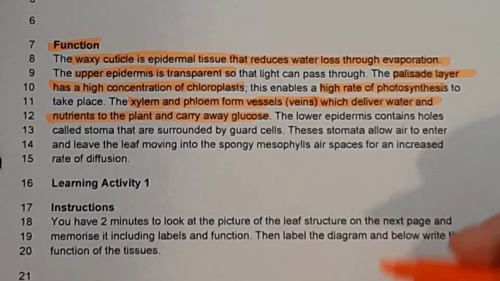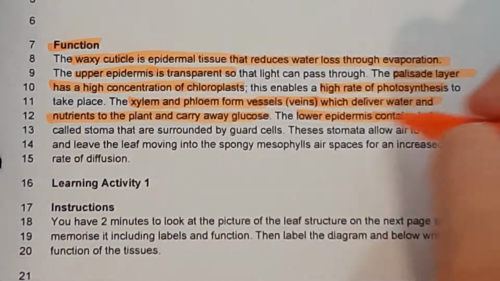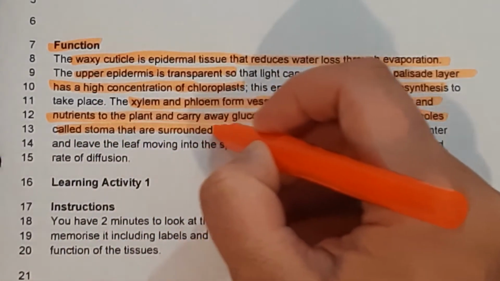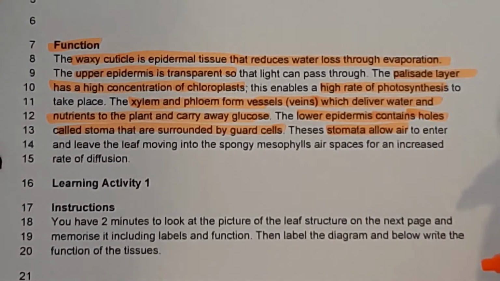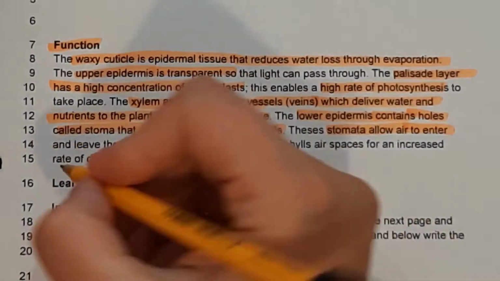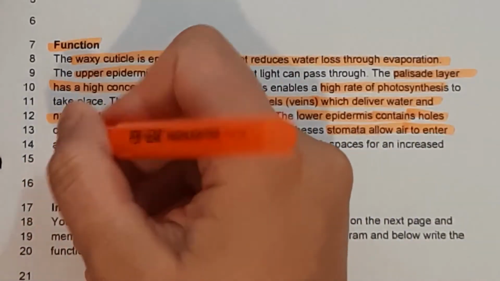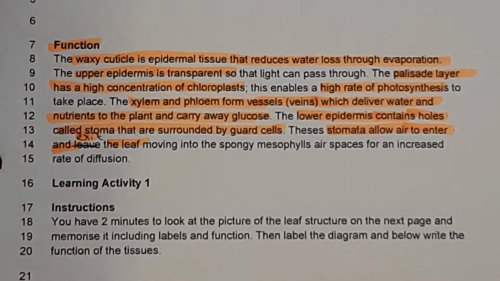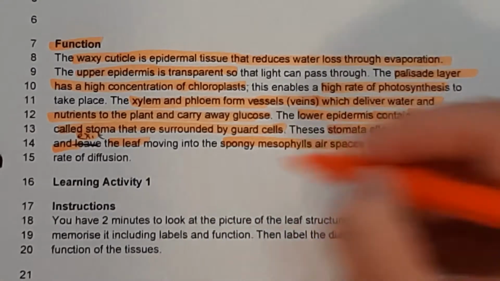The lower epidermis contains holes called stoma that are surrounded by guard cells. So the stomata or stomas allow air to enter and leave the leaf, or enter and exit. Okay, and so the air moves into the spongy mesophyll air spaces for increased rates of diffusion.